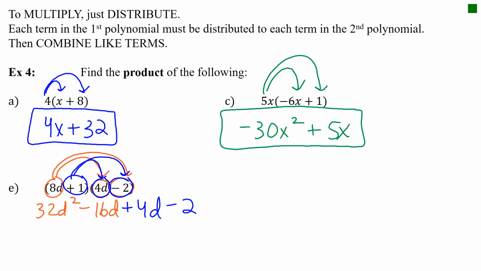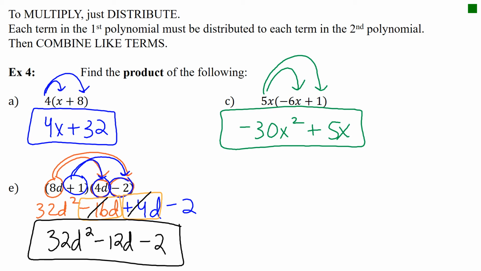Now we need to combine like terms. Okay, notice the only like terms we're going to be able to combine here are the minus 16d and the positive 4d. D squared, there's only 1. Minus 2, the constant, there's only 1. So bringing variables down first and the highest exponent, 32d squared. Negative 16 plus 4 will combine to give me minus 12d, and then bring down the constant of minus 2. Final answer is 32d squared minus 12d minus 2. Again, you're responsible for copying these, but you're also responsible for any letters not shown in the video.